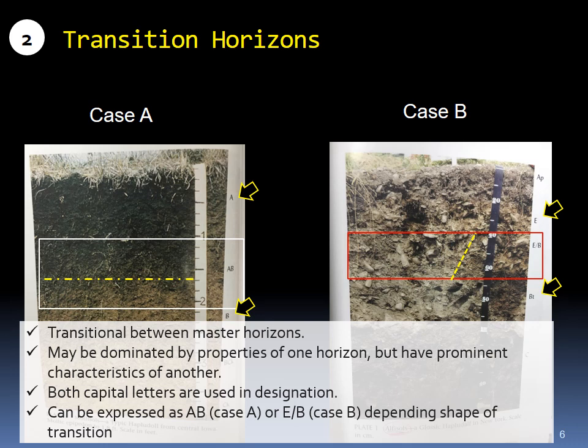For the second case, you would find that the properties of E are more prominent than B in the transition horizon. That's why we wrote it E/B. But it can be the opposite. It can be B/E if the properties of B are more than E. So that's how the transition horizon works. Very easy things.